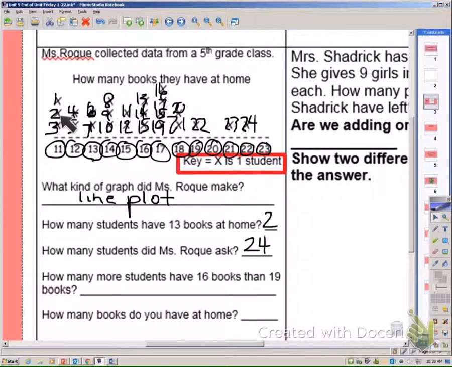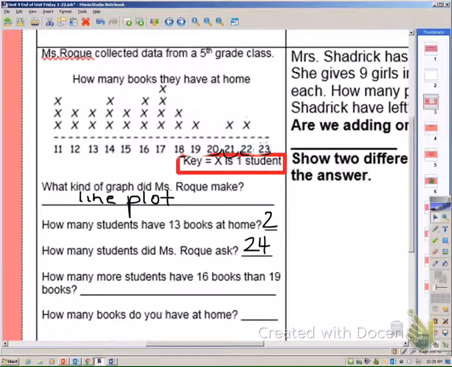And notice how I counted every X. But 20 did not have an X, so I did not count a student there. And 23 did not have any X's, so I did not count a student. Now, I'm going to erase this. And it says how many more students have 16 books than 19 books. So now I need to compare 16 and 19. I know these are the same, so 1, 2.